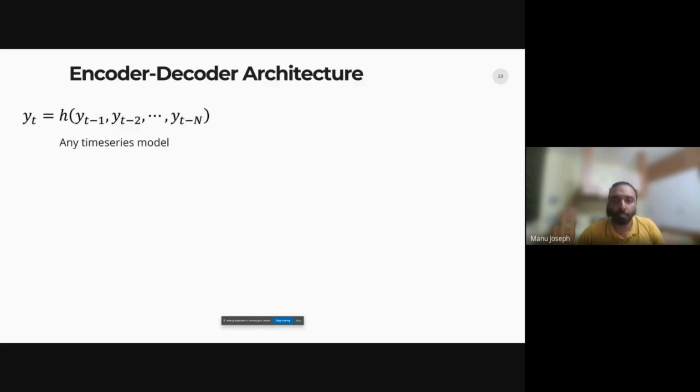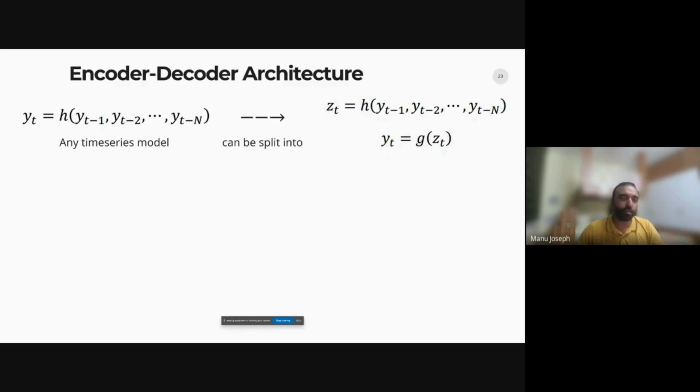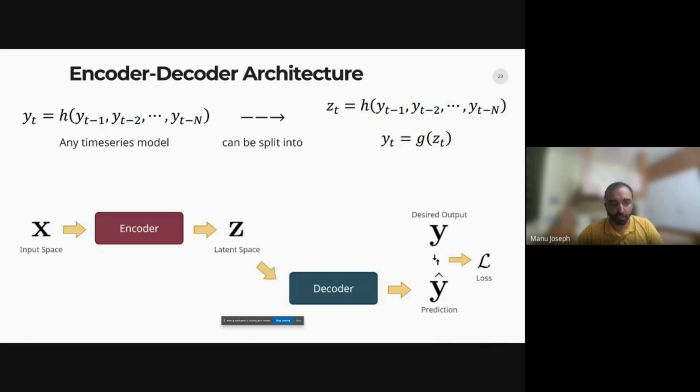And now from mathematics, from high school mathematics, we know that any function can be split into two. Suppose we have a function called h right now, but it's not predicting yt, it is predicting zt. And then there is another function g, which takes in zt and gives you your y, the thing that you're predicting.